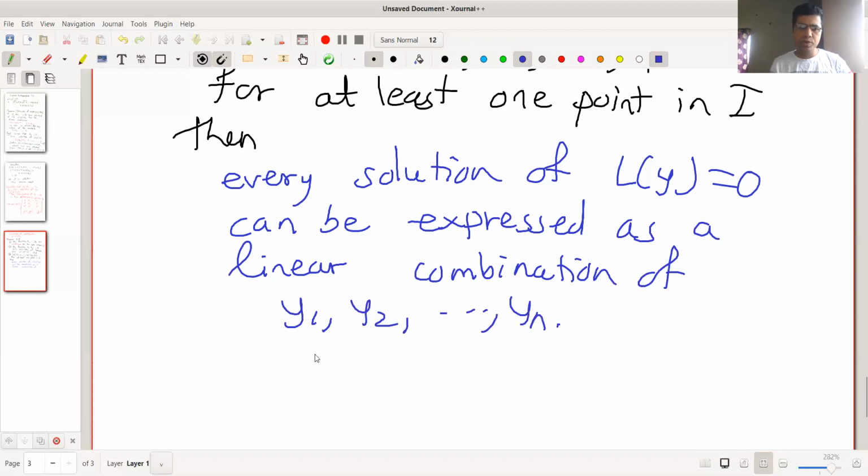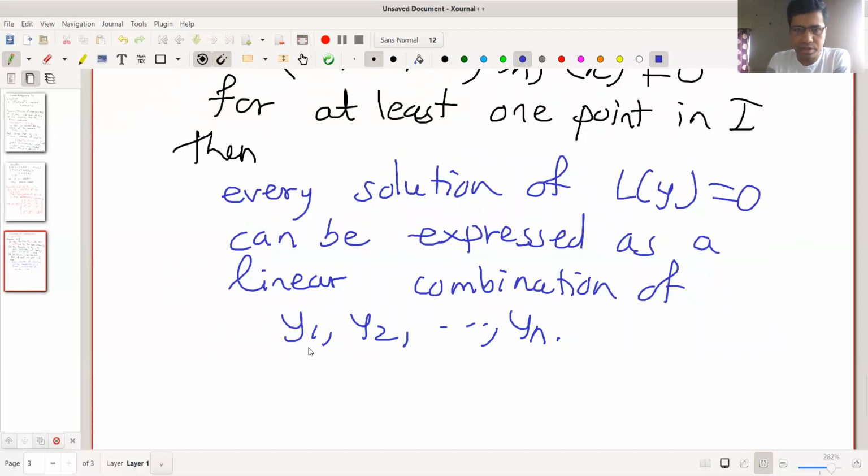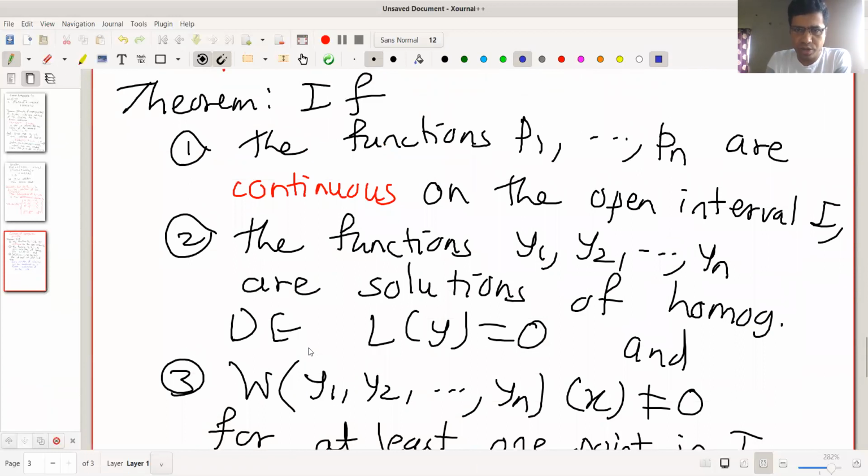Okay, so the superposition principle was, if y1, y2, and so on yn are solutions, then their linear combination is also a solution. Here, the converse is, if we have any solution of L of y equal to 0, then we can express that solution as a linear combination of these solutions y1, y2 to yn, satisfying certain conditions. The first condition should be continuity of the coefficients in the linear differential equation. This is necessary for the existence and uniqueness of solution.